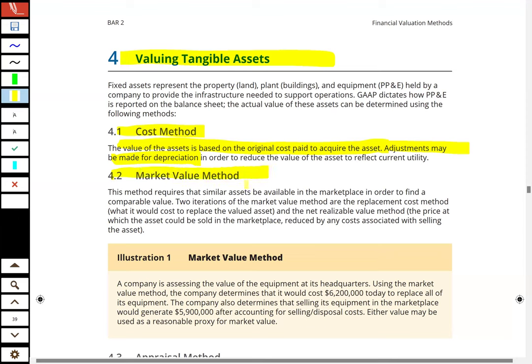Market value. This method requires that similar assets be available in the marketplace in order to find a comparable value. We're going to talk about some of that process a little bit later, but they tell us that two iterations of the market value method are the replacement cost method and the net realizable value method.